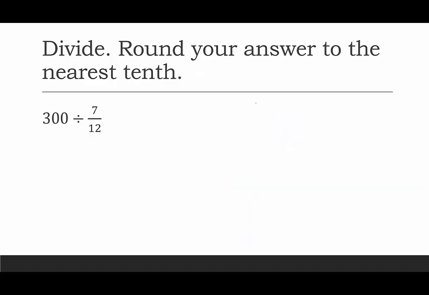In our last example, we have 300 divided by 7/12. So the first thing we want to do is turn 300 into a fraction. And remember how we take a whole number and turn it into a fraction? We put it over 1. Then we would say divided by 7/12. Now I'm going to rewrite this as multiplication. So that would be 300 over 1 times 12 over 7. And now I want to see if I can simplify before I multiply. No, because 7 doesn't go into 300, nor does it go into 12. So we're going to multiply straight across.